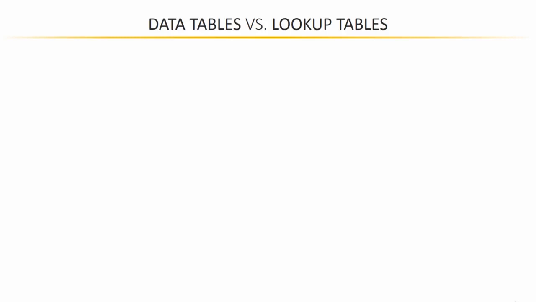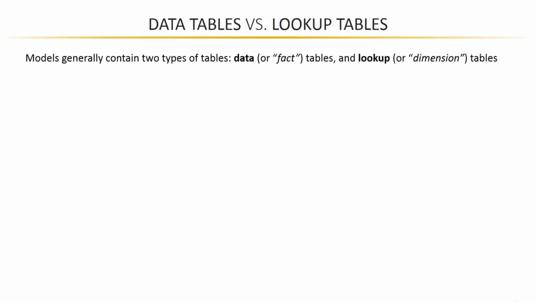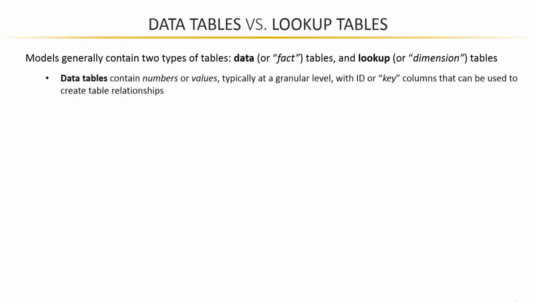All right, continuing on with this concept of normalization, let's talk about data tables versus lookup tables. Now, generally speaking, data models contain two different types of tables: data, sometimes known as fact tables, and lookup or dimension tables. And the way to differentiate between the two is that data tables contain those quantitative metrics, the numbers or values that you really care about.